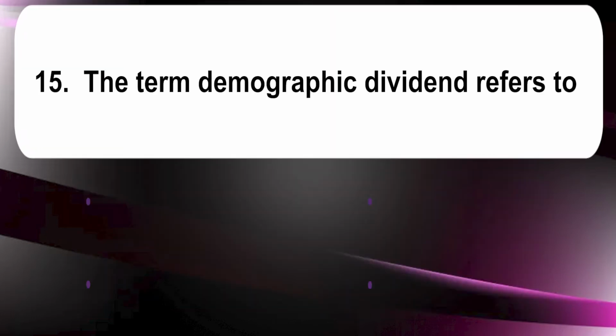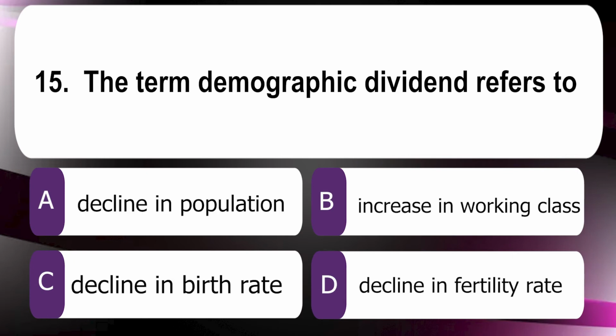15th question. The term demographic dividend refers to A. Decline in population. B. Increase in working class. C. Decline in birth rate. D. Decline in fertility rate. The correct answer is B. Increase in working class.